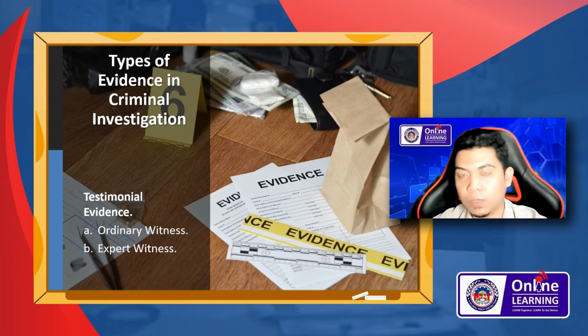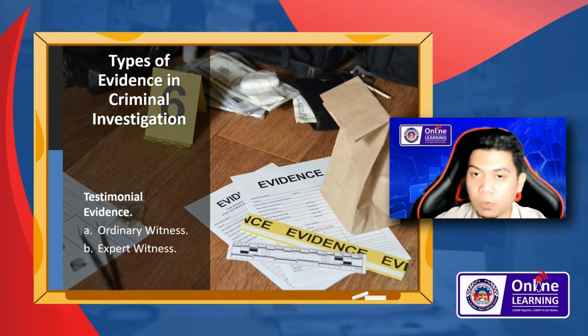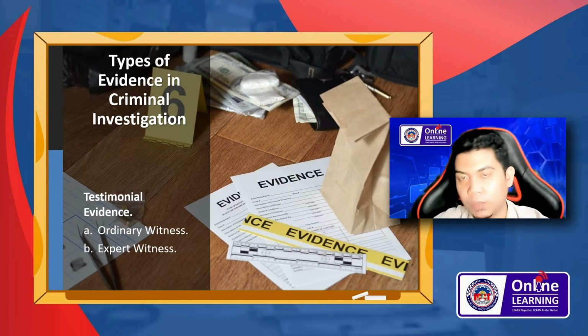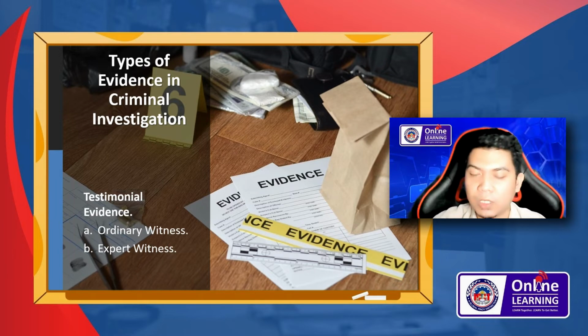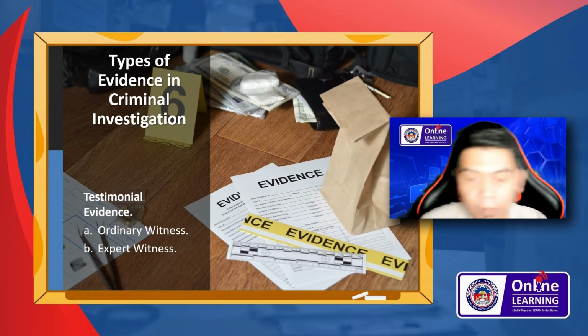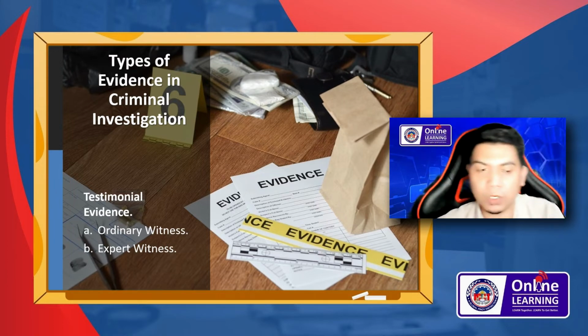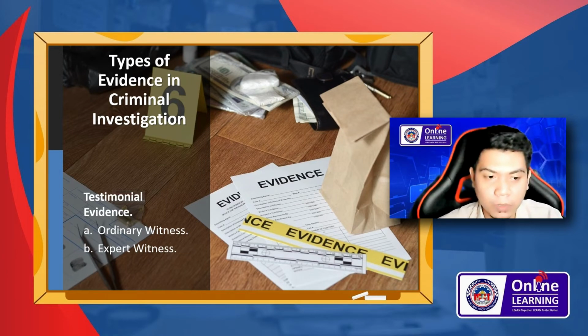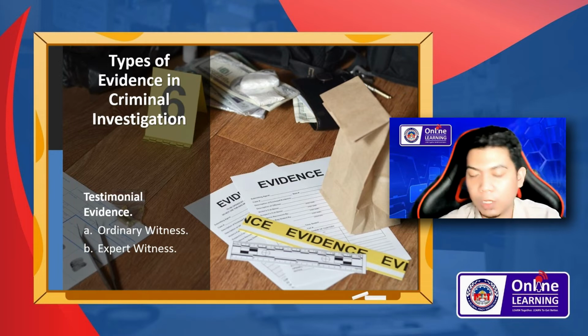So when we say ordinary witness, ito po yung tao na kinukuhaan natin ng statement. So pag sinabi naman natin expert witness, ito naman po yung mga professionals natin or meron talaga silang mga expertise. Kaya po tinawag silang expert witness. For example, the medical legal examiner, the investigator, the physician, or kung sino man yung mga expert na yan. Okay? So, yan po yung tinatawag natin na testimonial evidence.